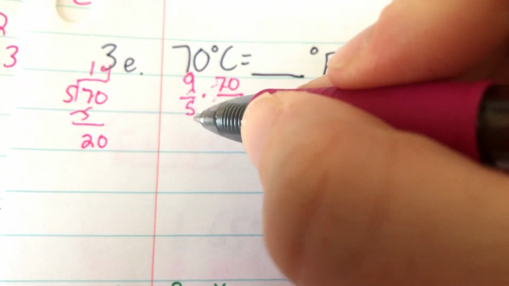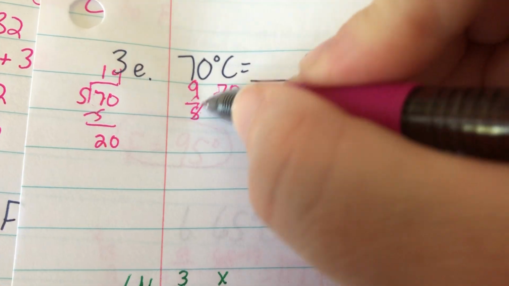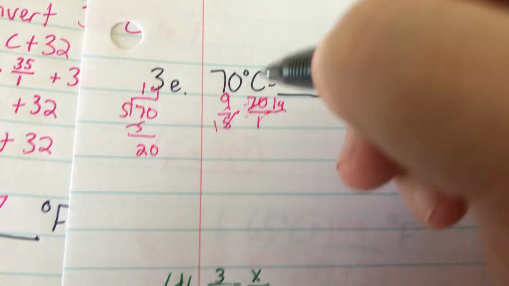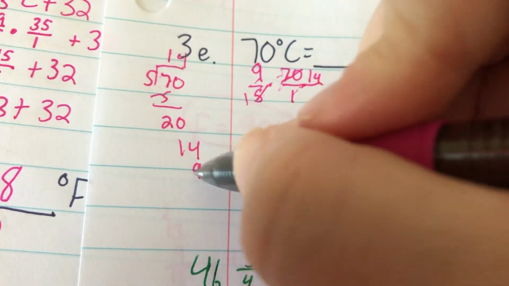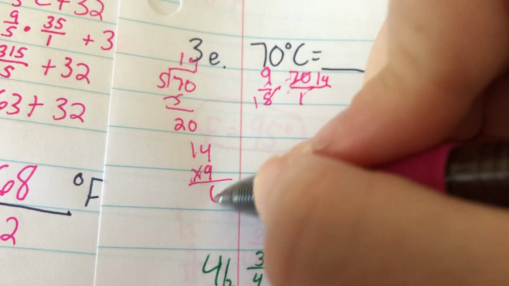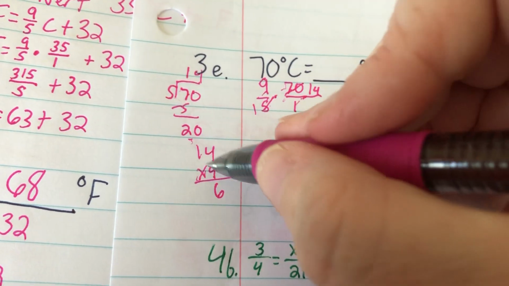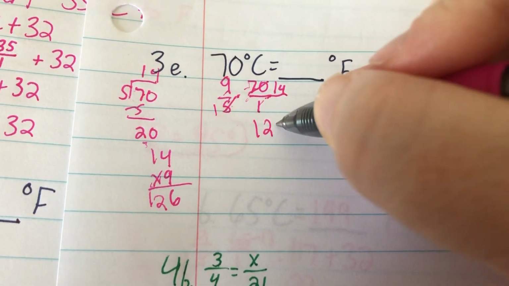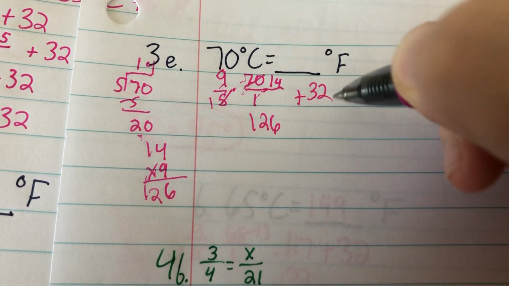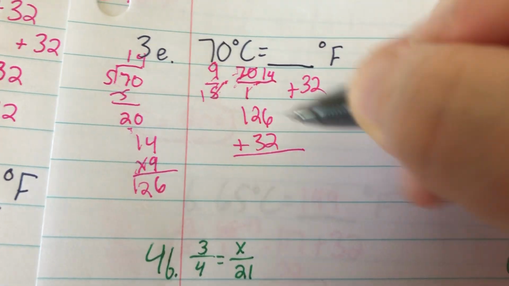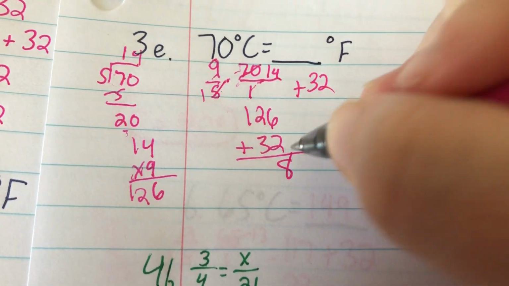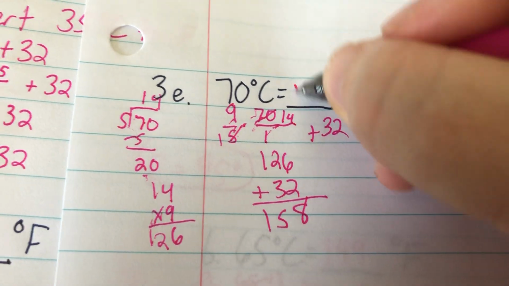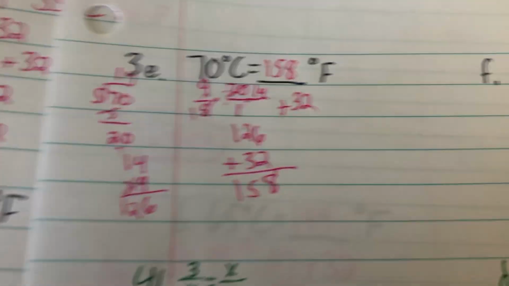So it's going to be 1 here, 14 here. 9 times 14. 9 times 4 is 36. 9 times 1 is 9, 10, 11, 12. So 126 plus your 32. 6 plus 2 is 8. 2 plus 3 is 5, 1. So 70 degrees Celsius is the same as 158 degrees Fahrenheit, which is super hot.